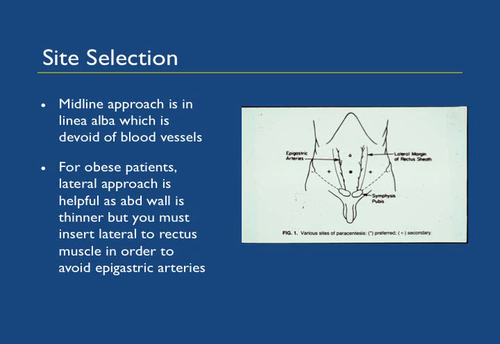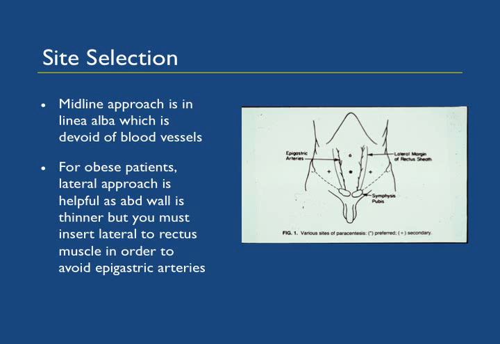The midline approach is often preferred because it occurs in the linea alba, which is devoid of blood vessels. However, it is important to have your patient void their bladder, as the urinary bladder is a concern in this location. For obese patients, lateral approach is sometimes helpful as the abdominal wall is thinner, and thus it may be easier to localize the fluid.